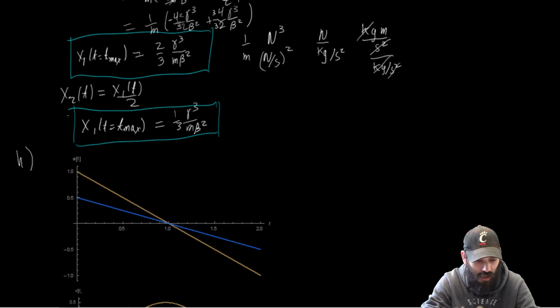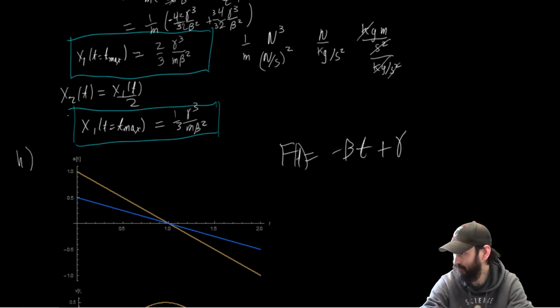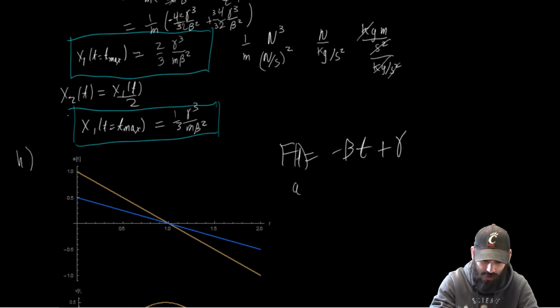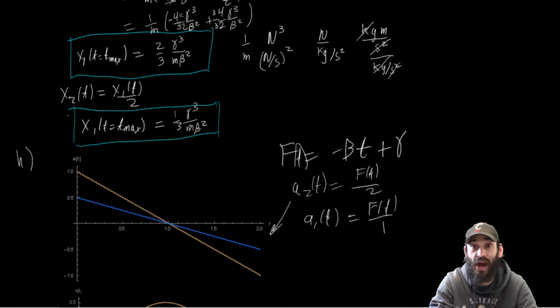And so we can see that when we started from the force, the force as a function of time in the x direction was going to be equal to minus beta t plus gamma. Okay, and so when I plotted this, I assumed beta was 1 and gamma was 1. In addition, m was 1. And so what you see here is that the acceleration a2, which corresponds to this one, is going to ultimately end up being equal to f of t divided by 2, and a1 of t is going to be equal to f of t divided by 1, essentially, because I'm also assuming a mass of 1 for both of these.